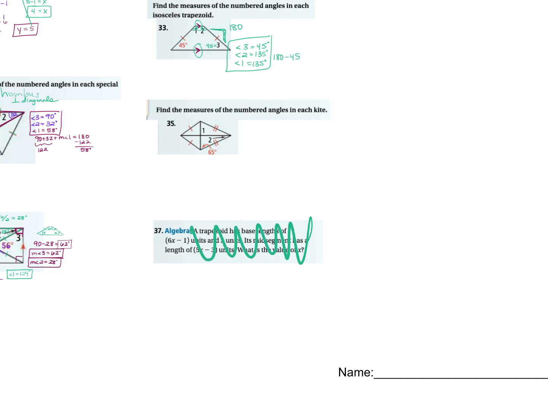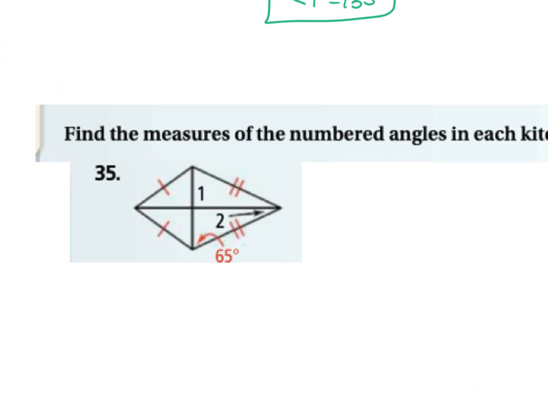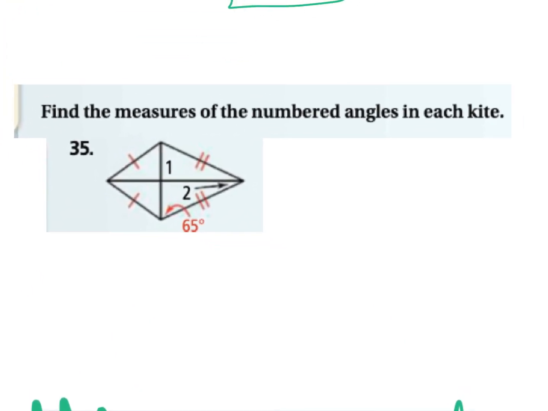We're gonna skip this one. So just scratch out 37. The last one of this says, find the measures of the numbered angles in the kite.